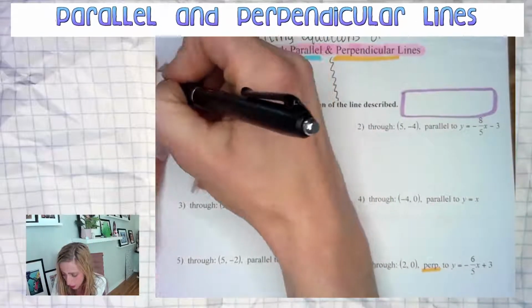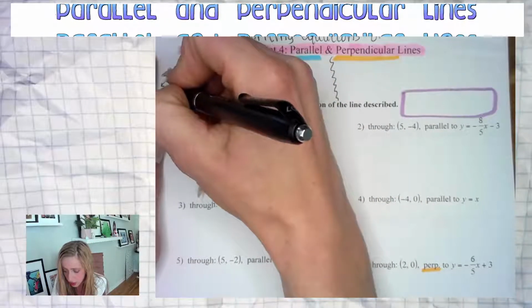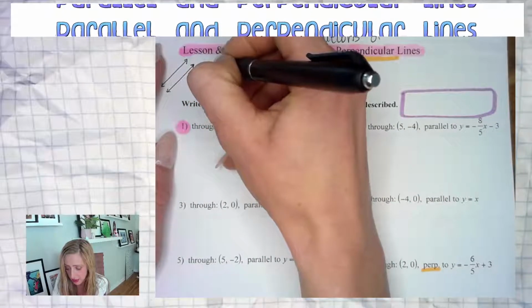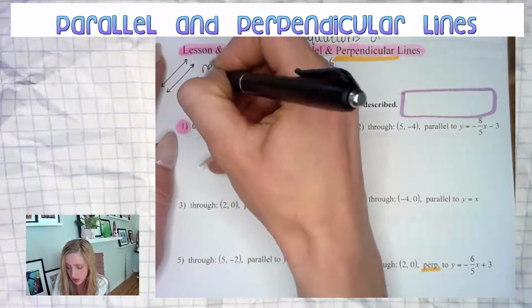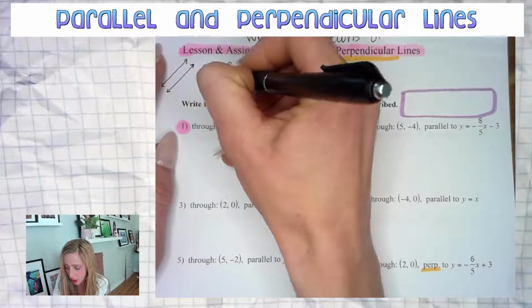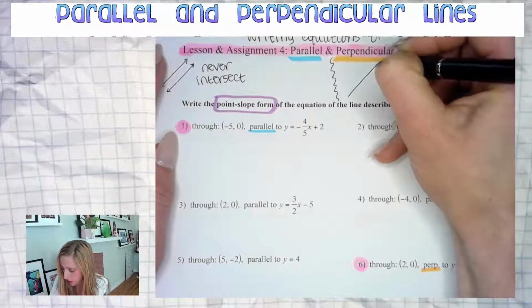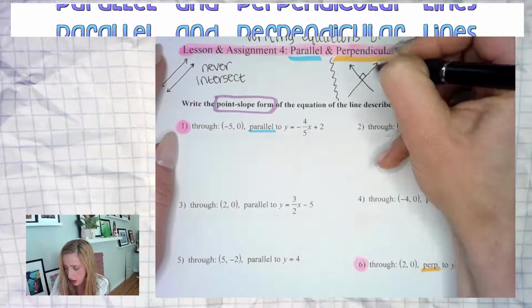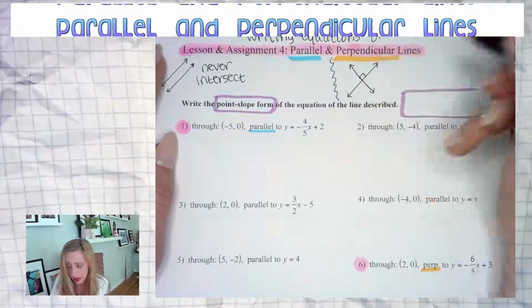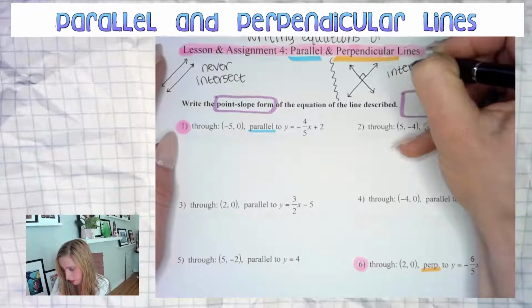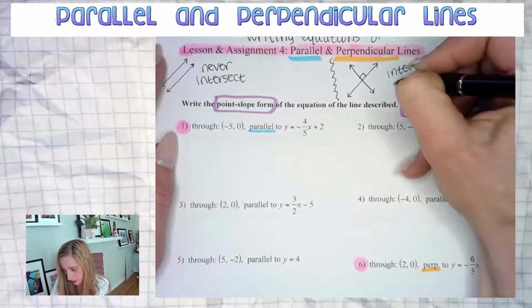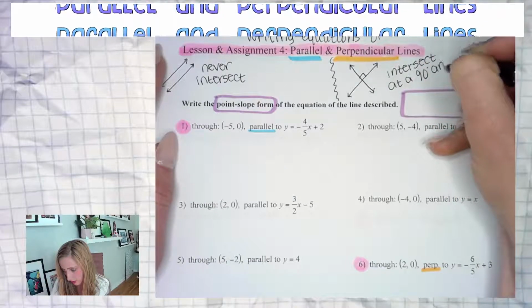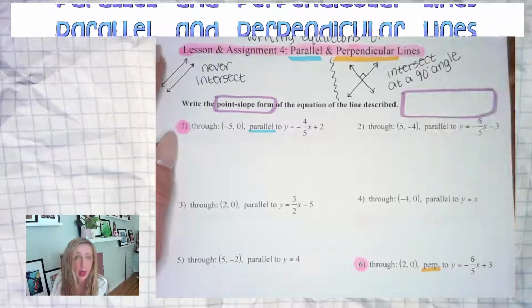What do parallel lines look like? Well, they look like two lines that are equidistant apart the whole entire time. They never intersect. They're always the same distance apart. Here, perpendicular lines, they do intersect. However, they must intersect at a right angle, also known as a 90-degree angle. So they make a perfect plus sign.